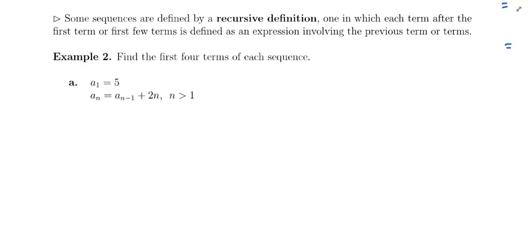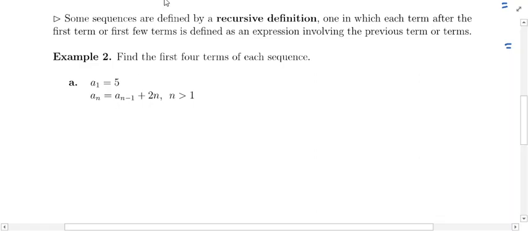You're told here that a1, the first term of the sequence, is 5. You have to have a place to start. Notice in the other sequences, that was not given. You just had a formula, but here we're actually being told the first term. Then a_n, the nth term of the sequence, is generated by a subscript n minus 1 plus 2n, and n has to be bigger than 1.